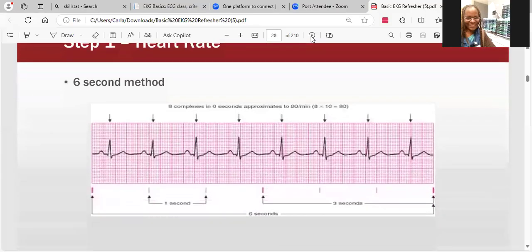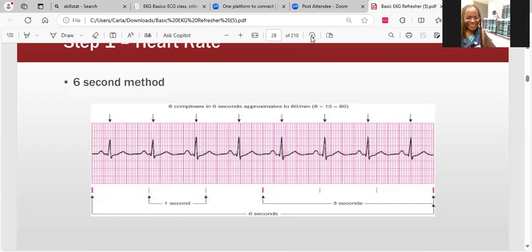As we see here, this is the 6-second method. If you were to count the complexes, we have 1, 2, 3, 4, 5, 6, 7, 8. 8 times 10 is 80. This method typically only works for a rhythm, however, that is consistent R to R.